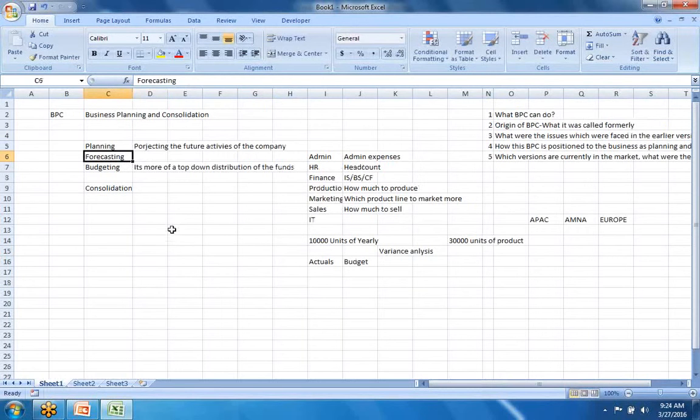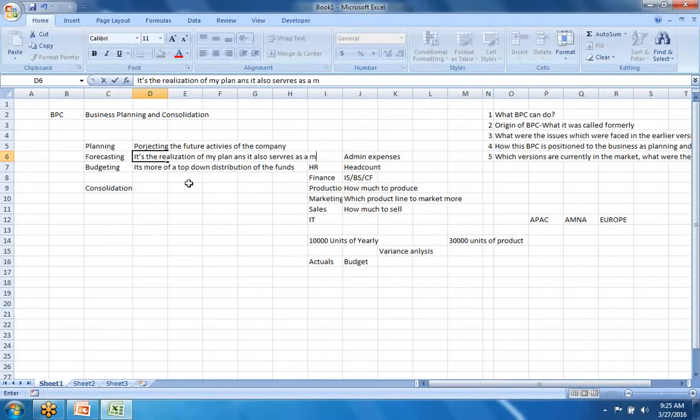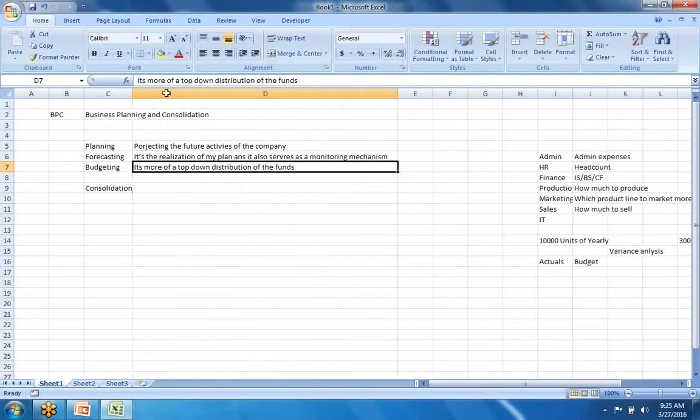Then next, coming to forecasting. What exactly is forecasting? Forecasting is nothing but the realization of my plan, and it also serves as a monitoring mechanism. So what exactly is meant by realization of the plan?